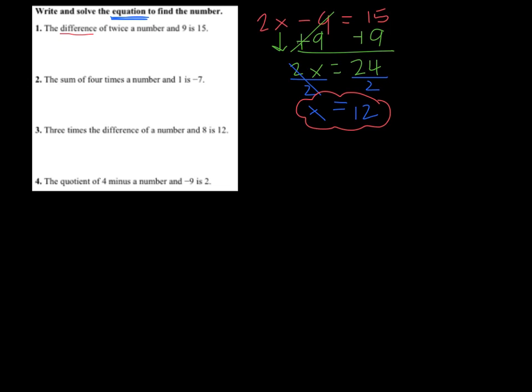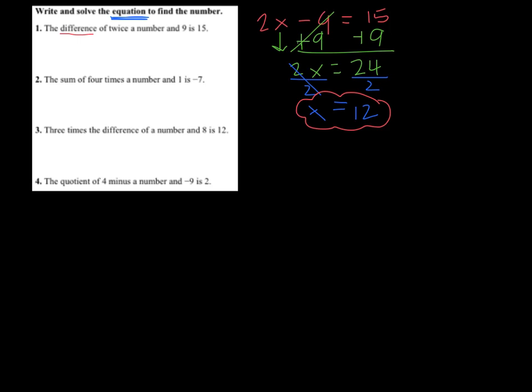Okay, so the first thing that I did was, since I'm trying to get x by itself, the opposite of subtracting 9 was to add 9 to both sides. 15 plus 9 is 24. Then I brought down my 2x. The opposite of multiplying by 2 is to divide by 2, so 24 divided by 2 is 12. So I know that x has to be equal to 12.